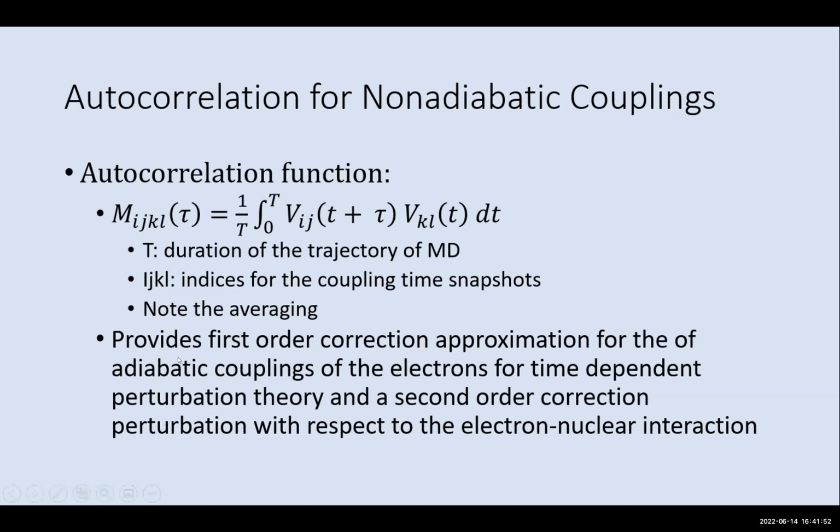There's been some comments about this first order, second order correction. The reason we do this autocorrelation function is that it provides a first order correction approximation for the non-adiabatic coupling for the electrons according to time dependent perturbation theory, and a second order correction with respect to the electron nuclear interactions. Perturbation theory from quantum mechanics just tells us that it's difficult to get an exact solution, but it's a method of finding an approximate solution. Since we're dealing with complicated systems, these approximations are computationally more effective, and they can help us get pretty close to what we need.